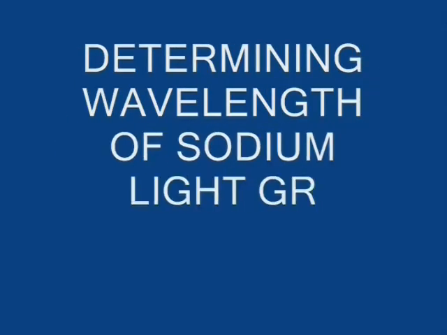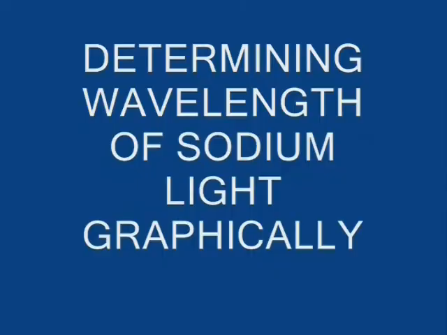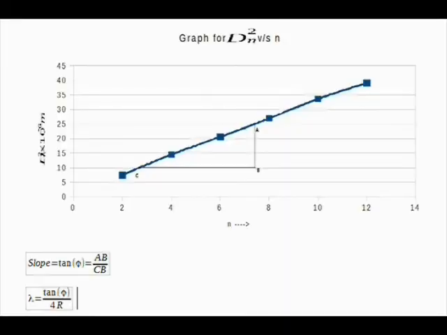The square of the diameter of the nth ring versus n graph is shown here, where n is the number of rings. It is observed that a straight line graph is obtained. The slope of the graph, which is equal to the tan phi, equals AB upon CB. Now lambda can easily be obtained using the formula.